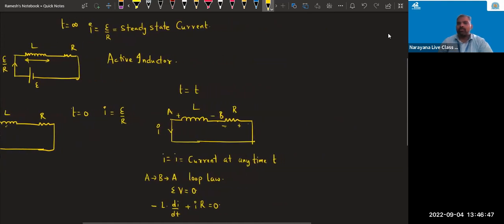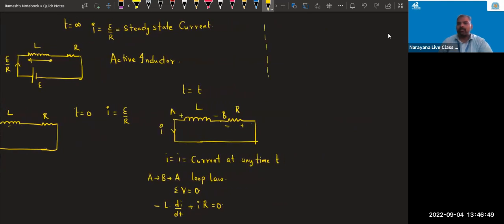Minus L into di by dt is equal to minus I into R. Minus minus cancels out, so I send the I value to this side. So L by I into di is equal to R into dt.